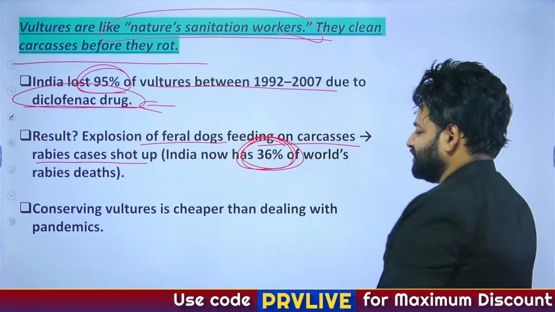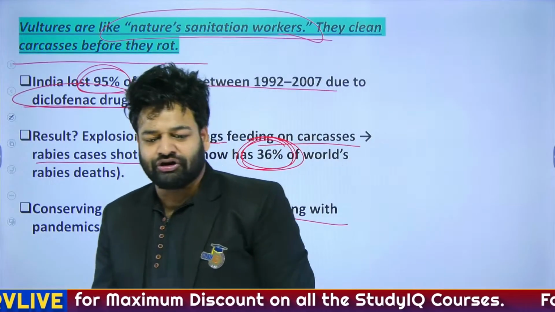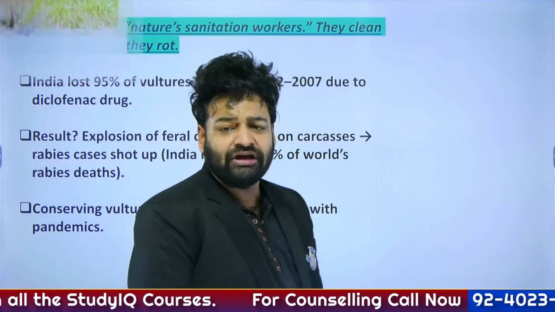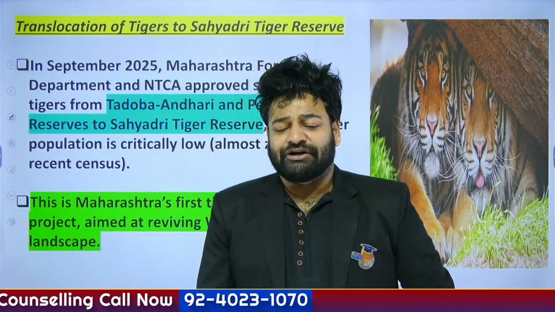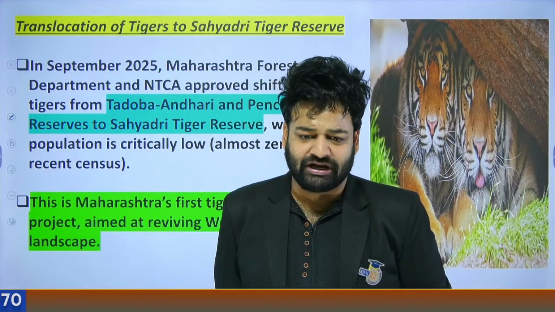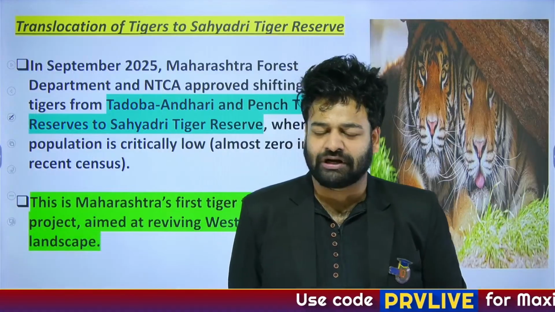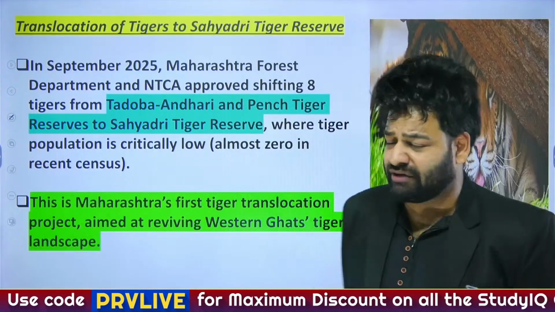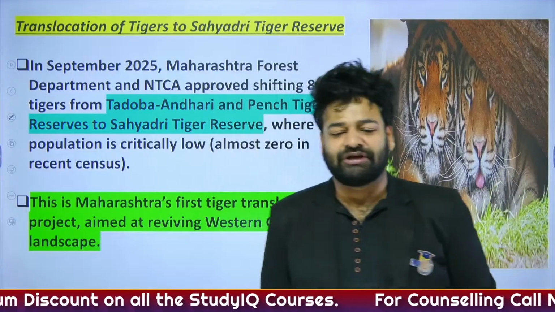Conserving vultures is cheaper than dealing with pandemics. Up to you: 1,000 crores for the enhancement of the vulture population, or 10,000 crores to fight a pandemic, dealing with lockdown situations again and losing the lives of our fellow citizens. Obviously, 1,000 crores for vultures sounds more feasible and more logical. So here we go with the final news for the day with regard to this Observer, 7 to 13 September.